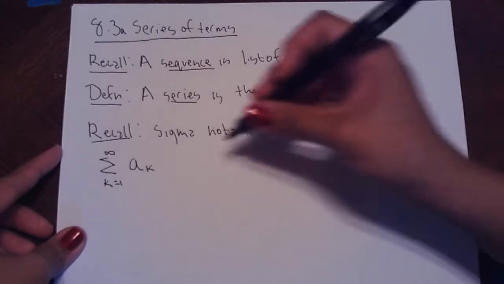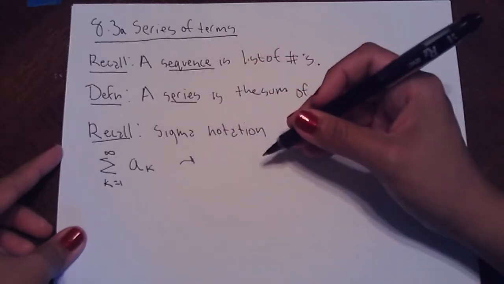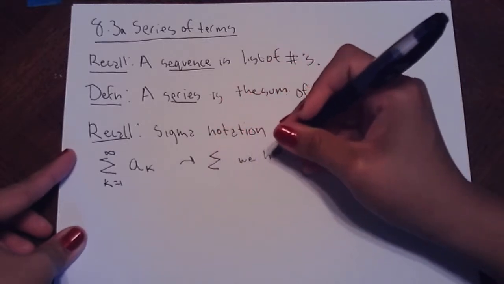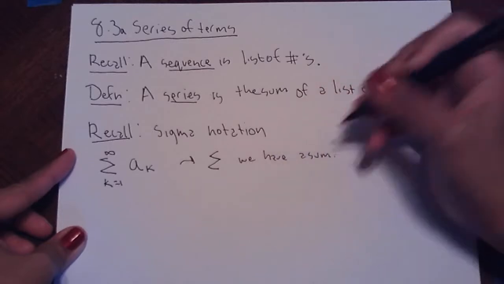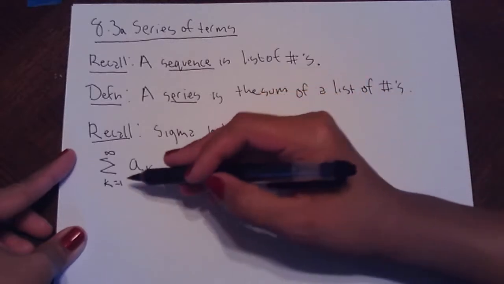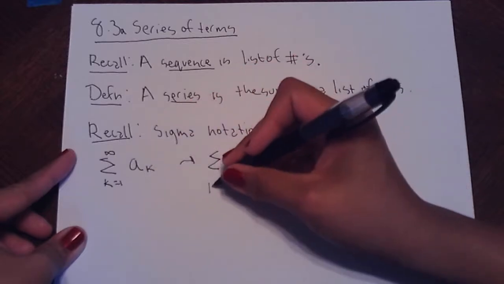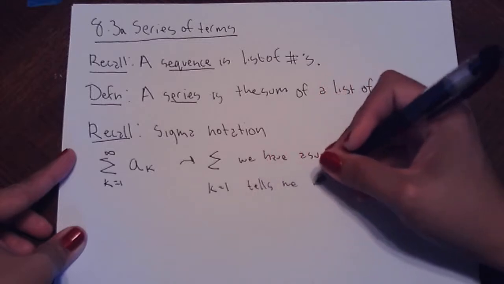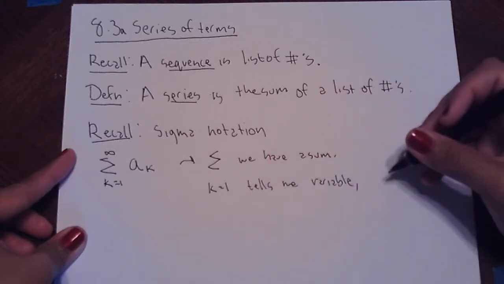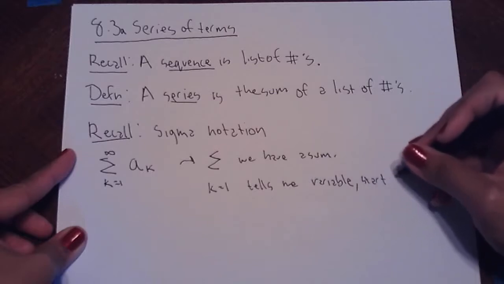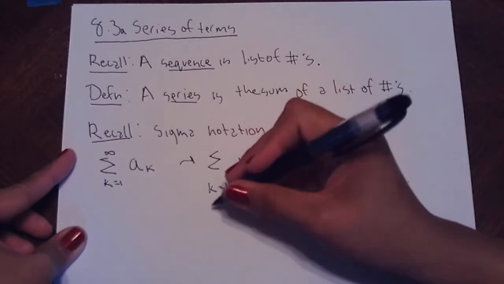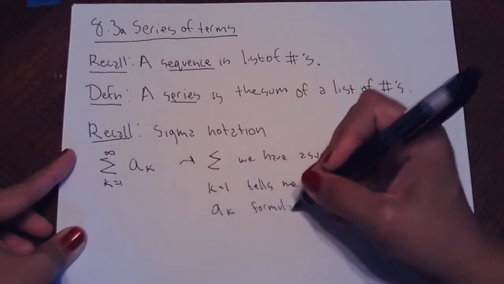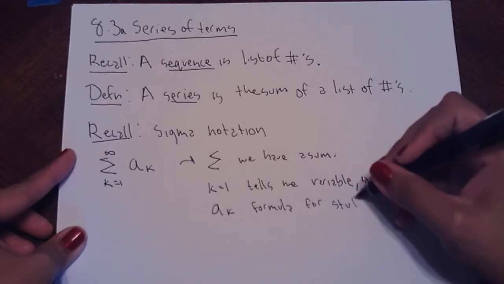Here's how the pieces break down. First off, this big capital sigma tells me we have a sum. So we're adding a bunch of stuff up. Then there's these other three pieces. The k equals 1 is going to tell me my variable and my start number. My a sub k tells me my formula for the stuff I'm adding.